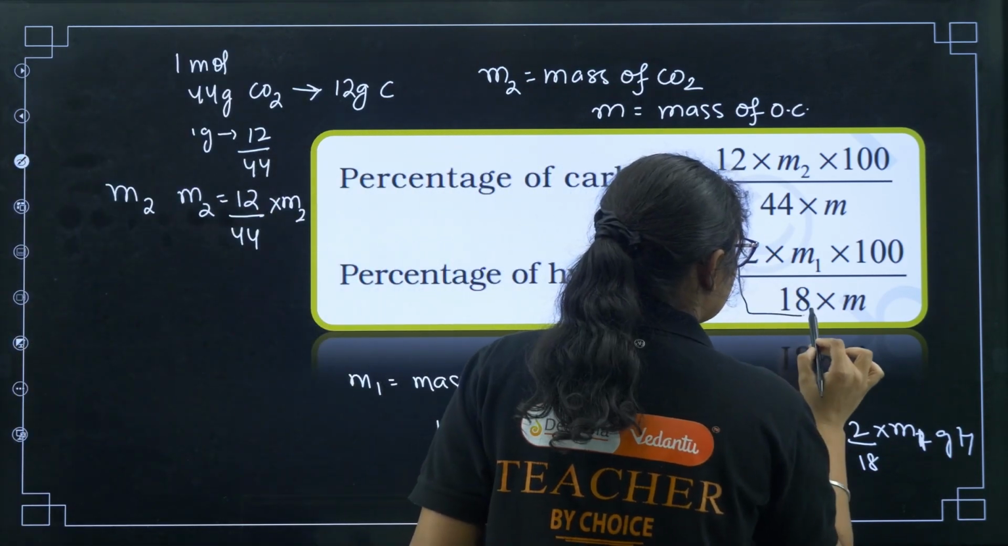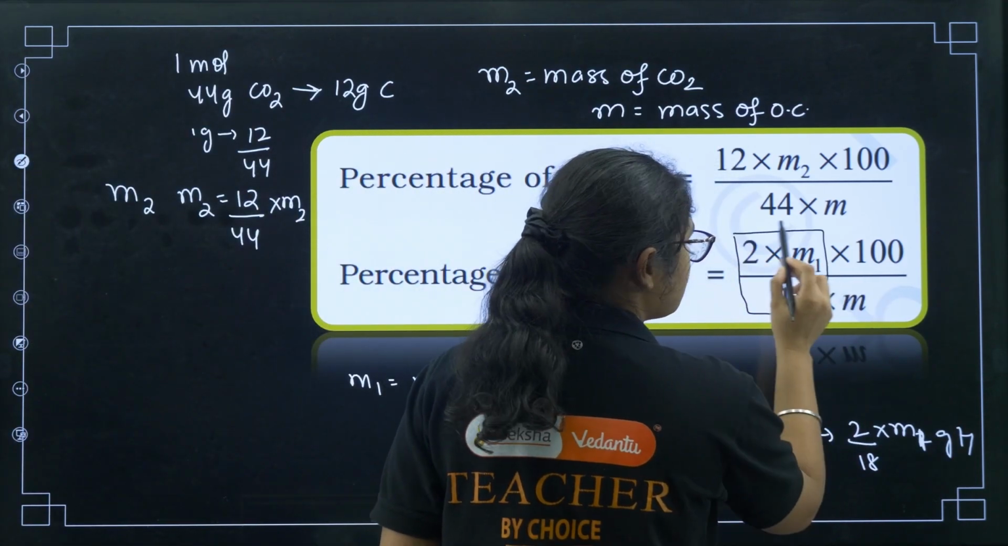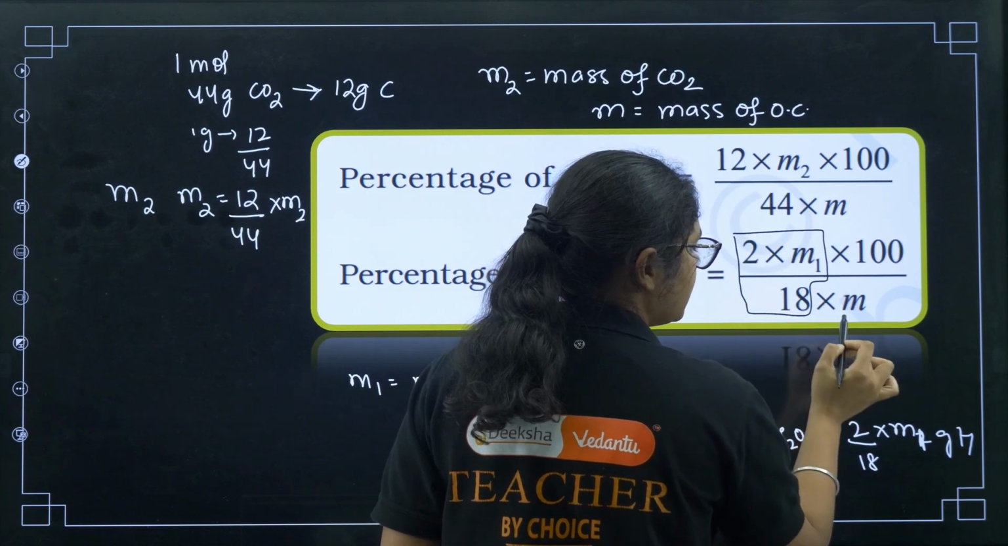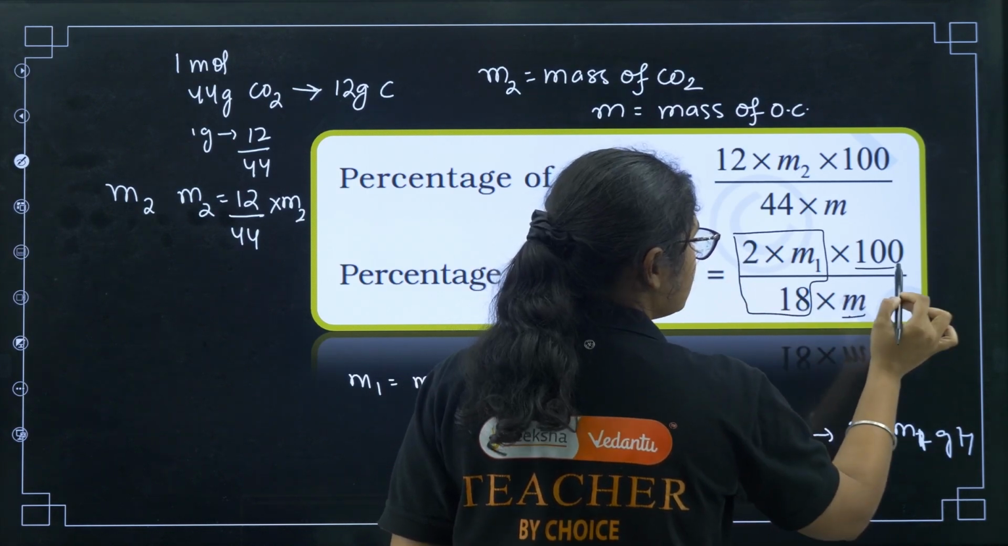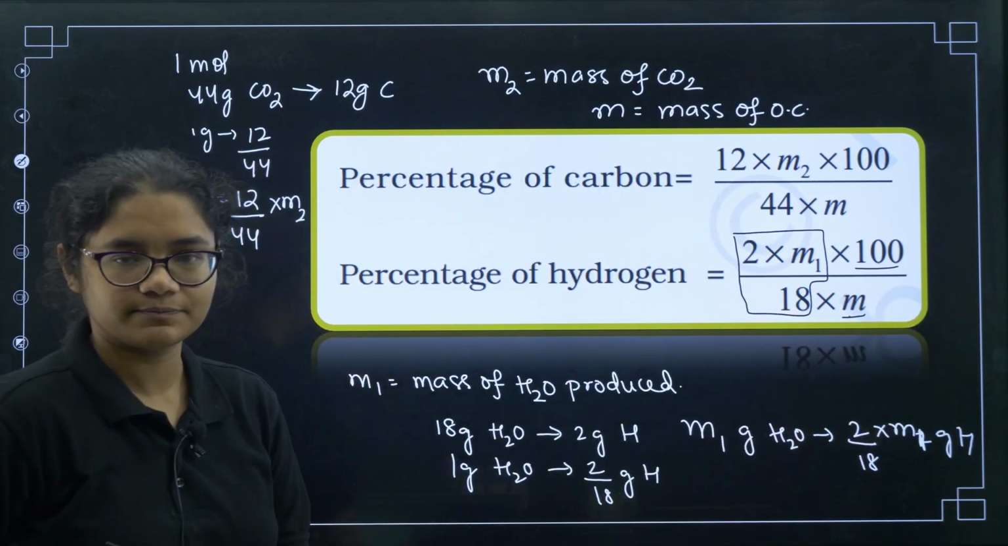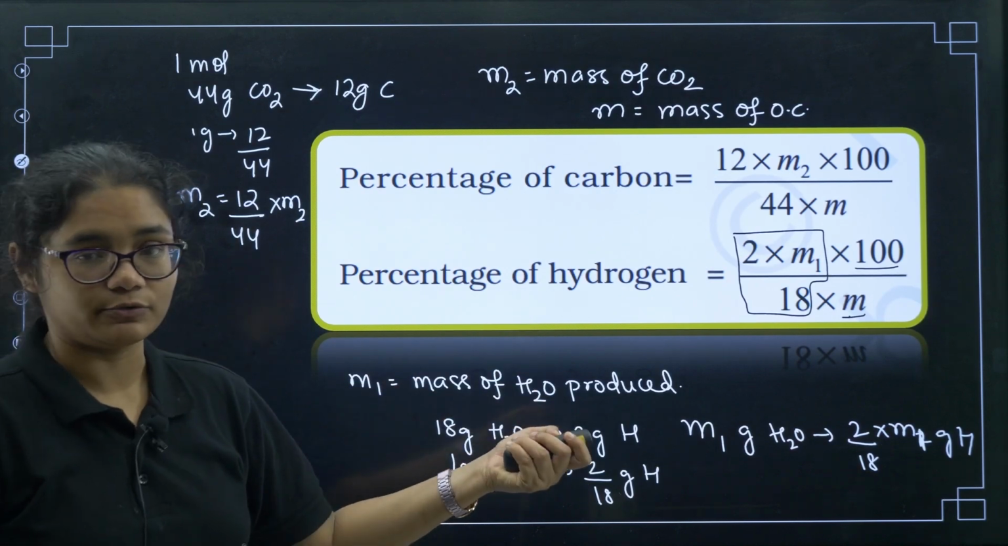2 by 18 into M1, this is the mass of hydrogen present, divided by the total mass of the organic compound, into 100, will give you the percentage. Okay, so please remember these formulas.